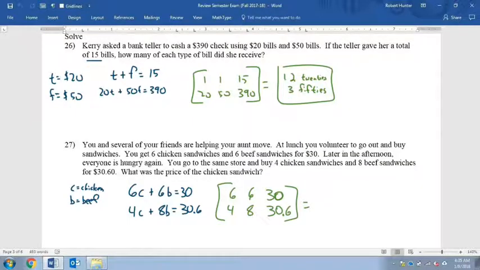And the chicken sandwiches. They don't care about the beefs. They just want to know the price of the chicken sandwich. Remember, that's the question. What is the price of the chicken sandwich? Well, the chicken equals $2.35. I know you can also tell the beef is $2.65, but that's not what the question asks. It just asks for the chicken. Alright?